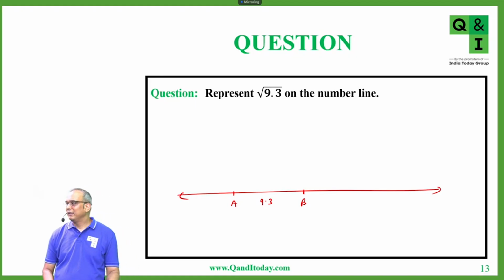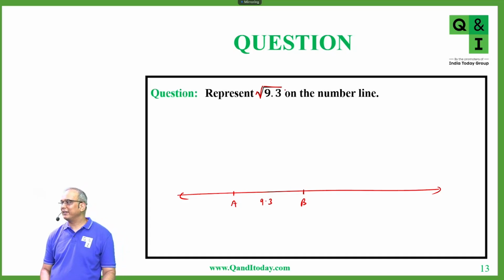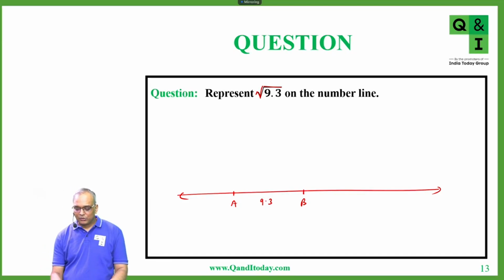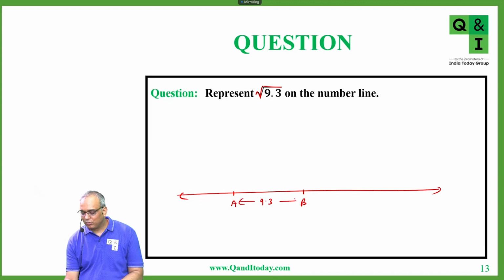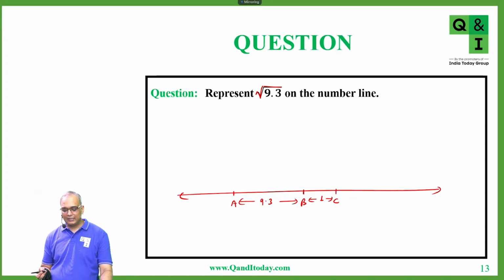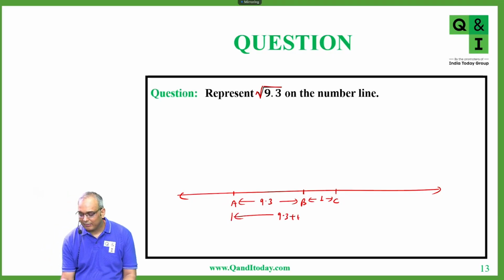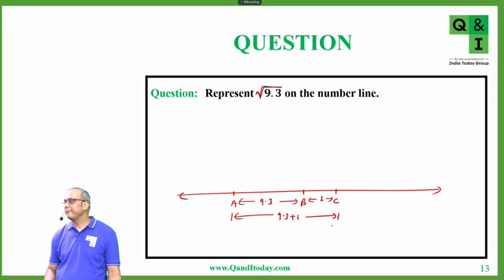Okay. Now we have to represent it on the number line, and this is square root of 9.3. We had learned a method, that's what we are doing. So 9.3 is from A to B. What we are going to do, we will take 1 unit. We will extend this by 1 more unit and we'll get a point C. So 9.3 plus 1, that becomes 10.3. So from A to C, we have 9.3 plus 1, that is 10.3.